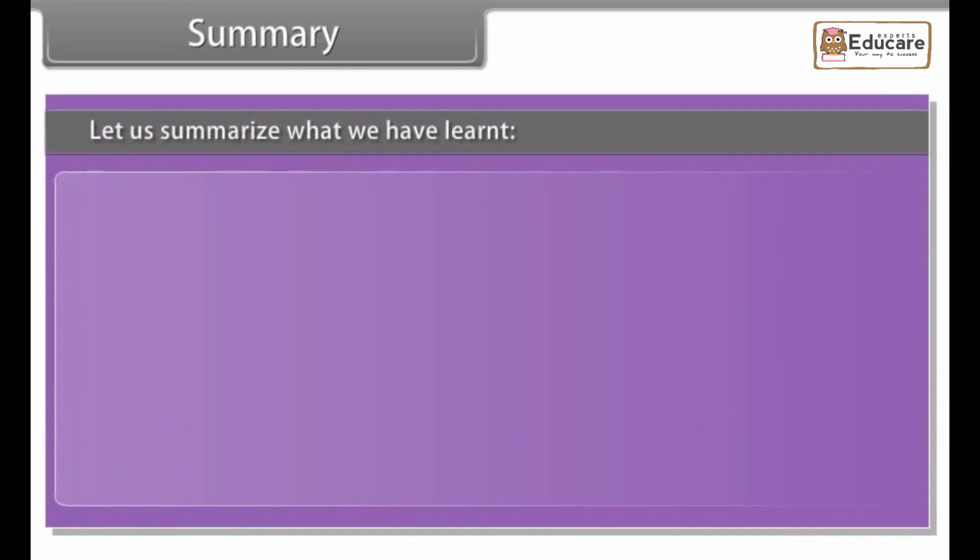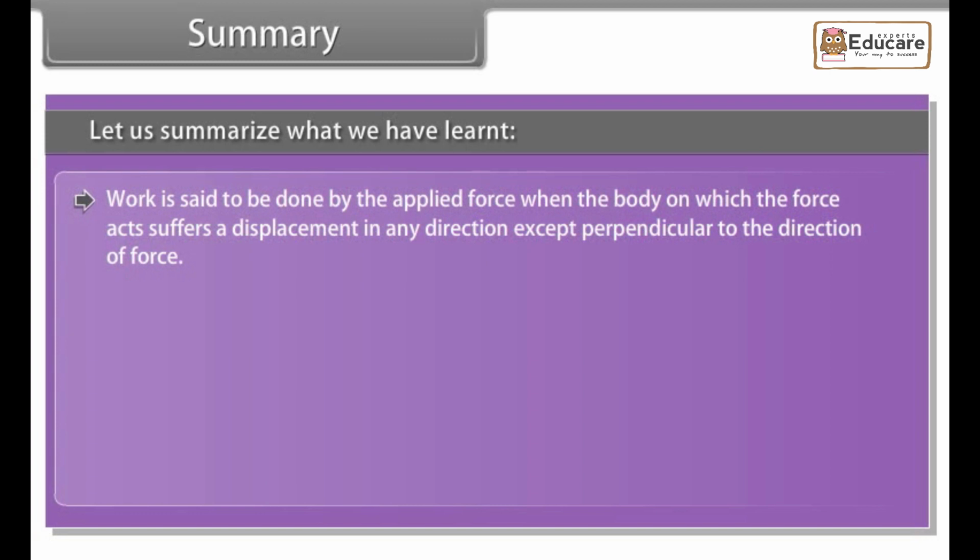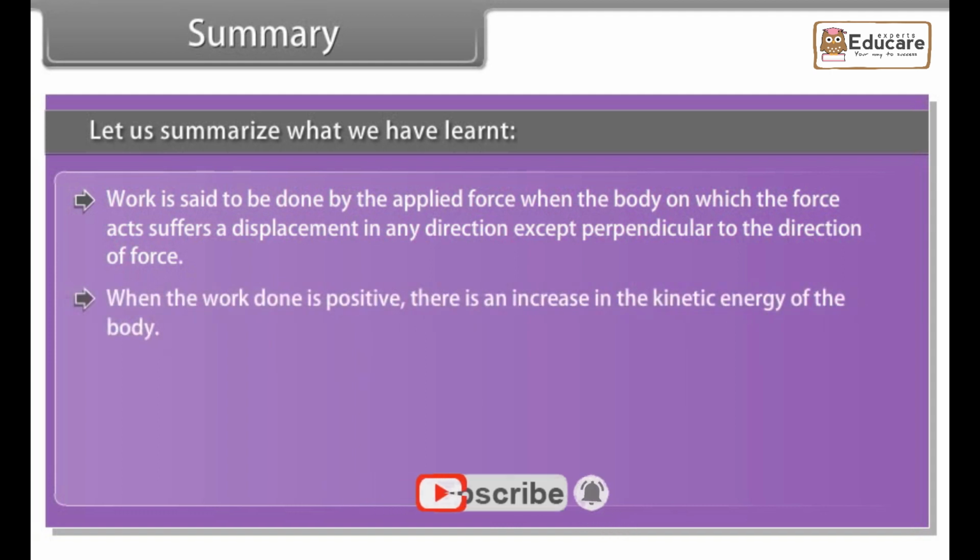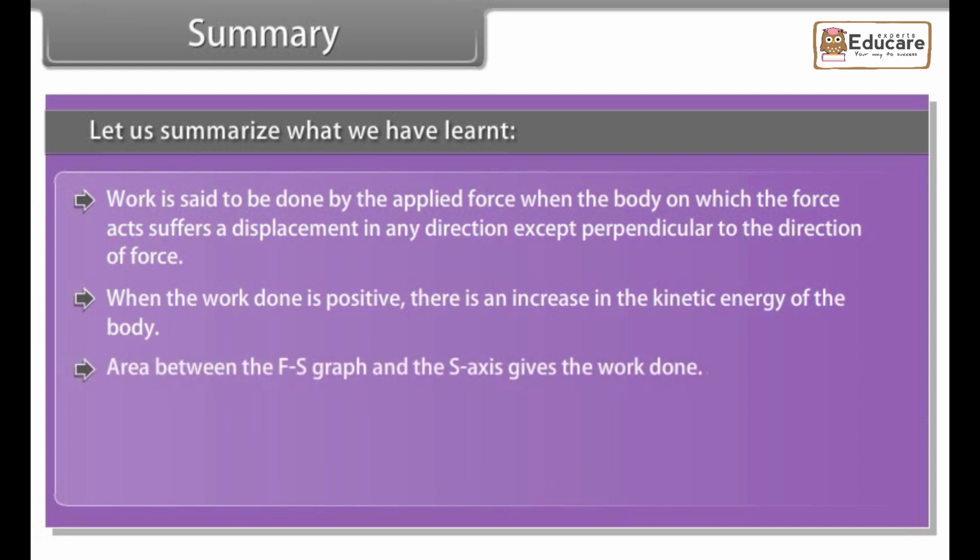Summary. Let us summarize what we have learned. Work is said to be done by the applied forces when the body on which the force acts suffers a displacement in any direction except perpendicular to the direction of force. When the work done is positive, there is an increase in the kinetic energy of the body. The area between the F-S graph and the S-axis gives the work done.